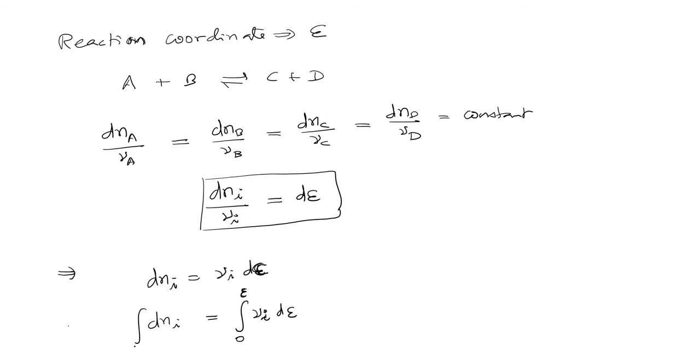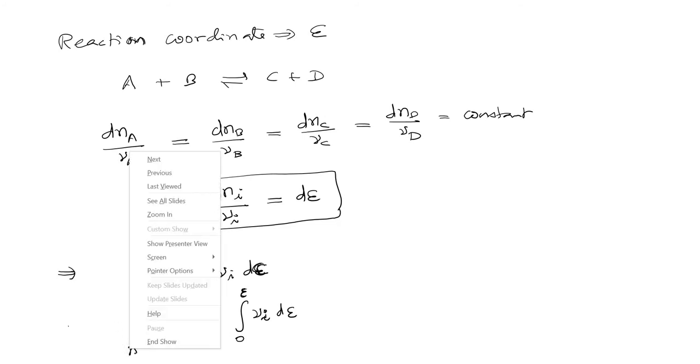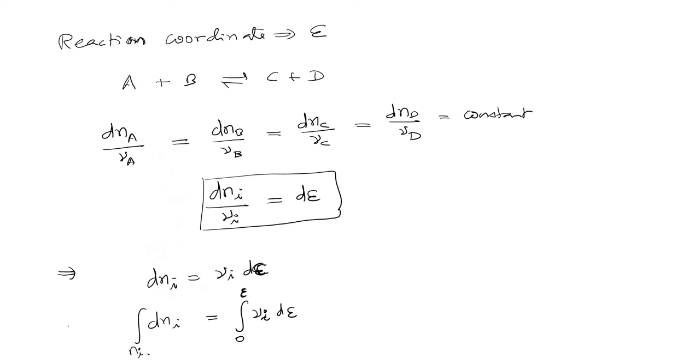Here, the number of moles of the component before the commencement of the reaction I am going to represent as Ni0. Ni0 is nothing but the number of moles of the component or species i at the beginning of the reaction. Then Ni is the number of moles of the ith species at a particular stage where the reaction coordinate is epsilon. Now if I integrate, what will I get? I'll write here.